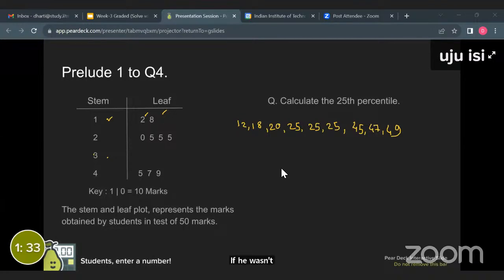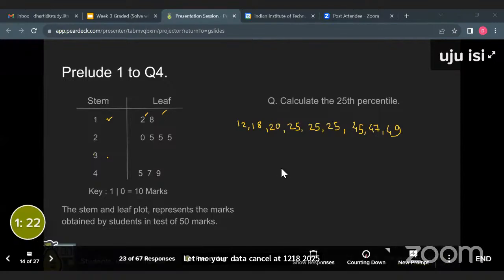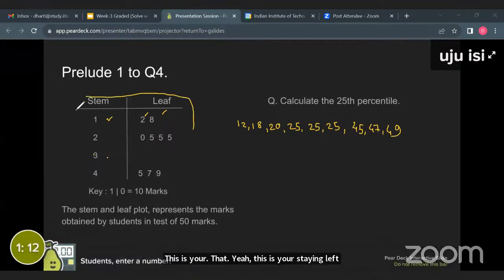It depends. Ma'am, where did you take the data 12, 18, 20, 25 from? This is taken from the stem leaf data. This stem leaf plot is given to you. From here we have taken the data. Your stem is 1, your leaf is 2. So 1, 2, 12. 12 is your first data point. 1, 8. 18 is your second data point. 2, 0. 20 is another data point. Do you get it? Yeah, ma'am.